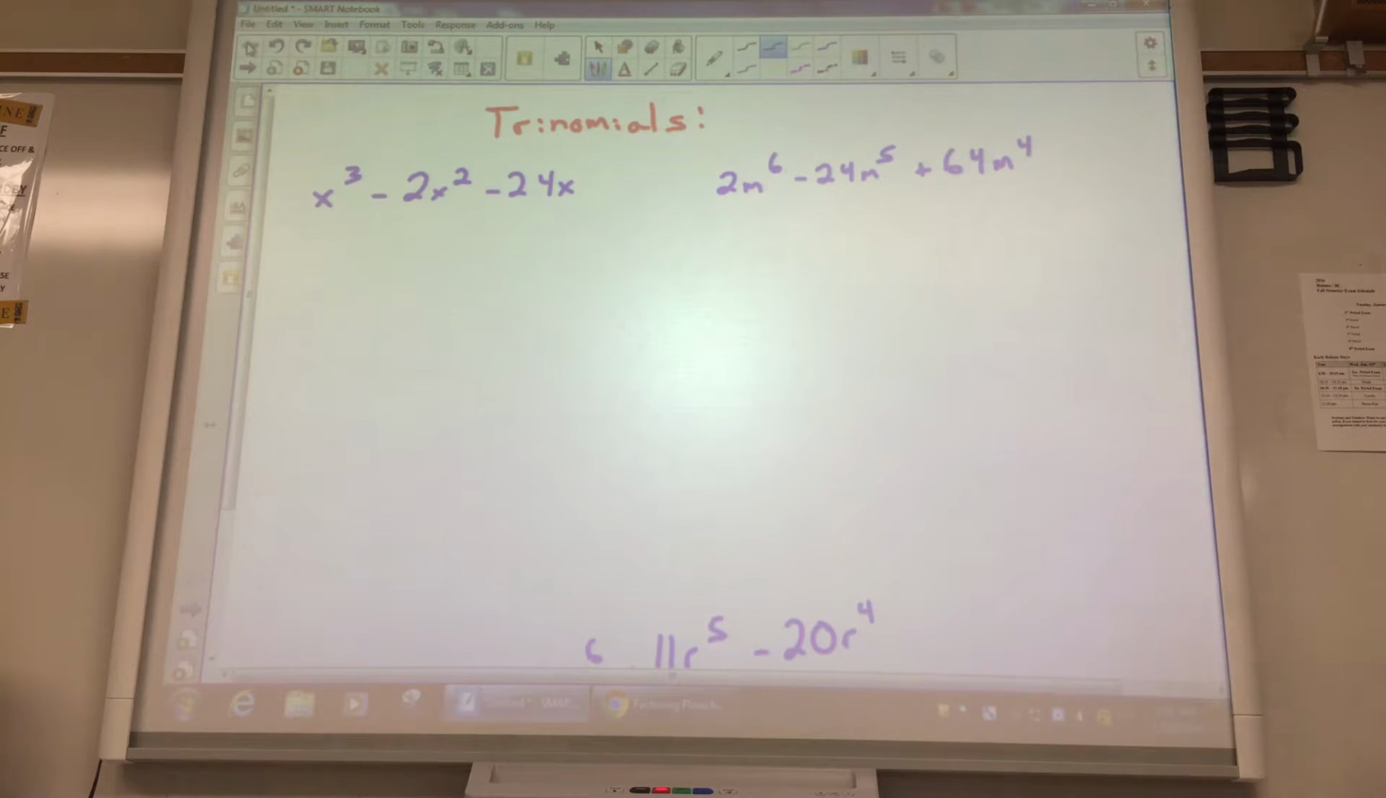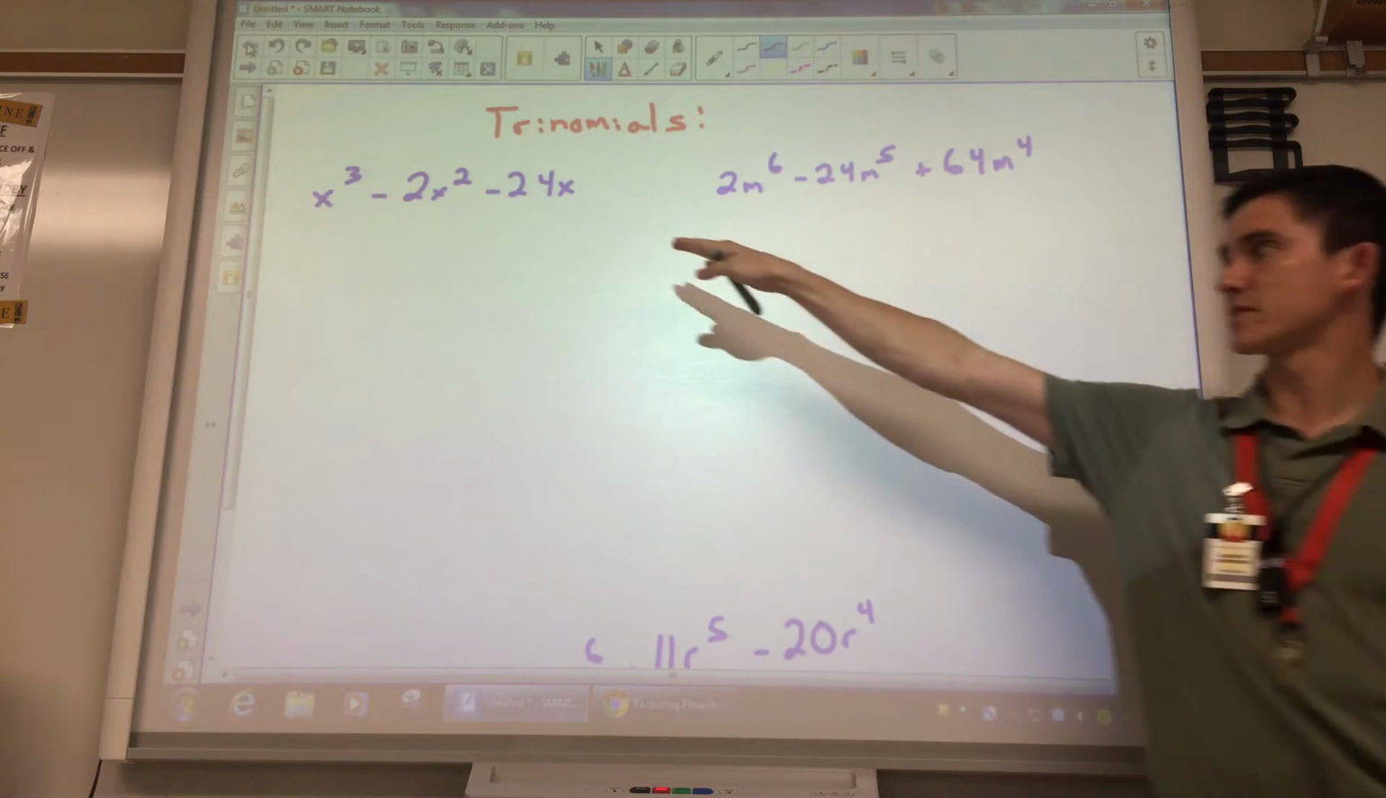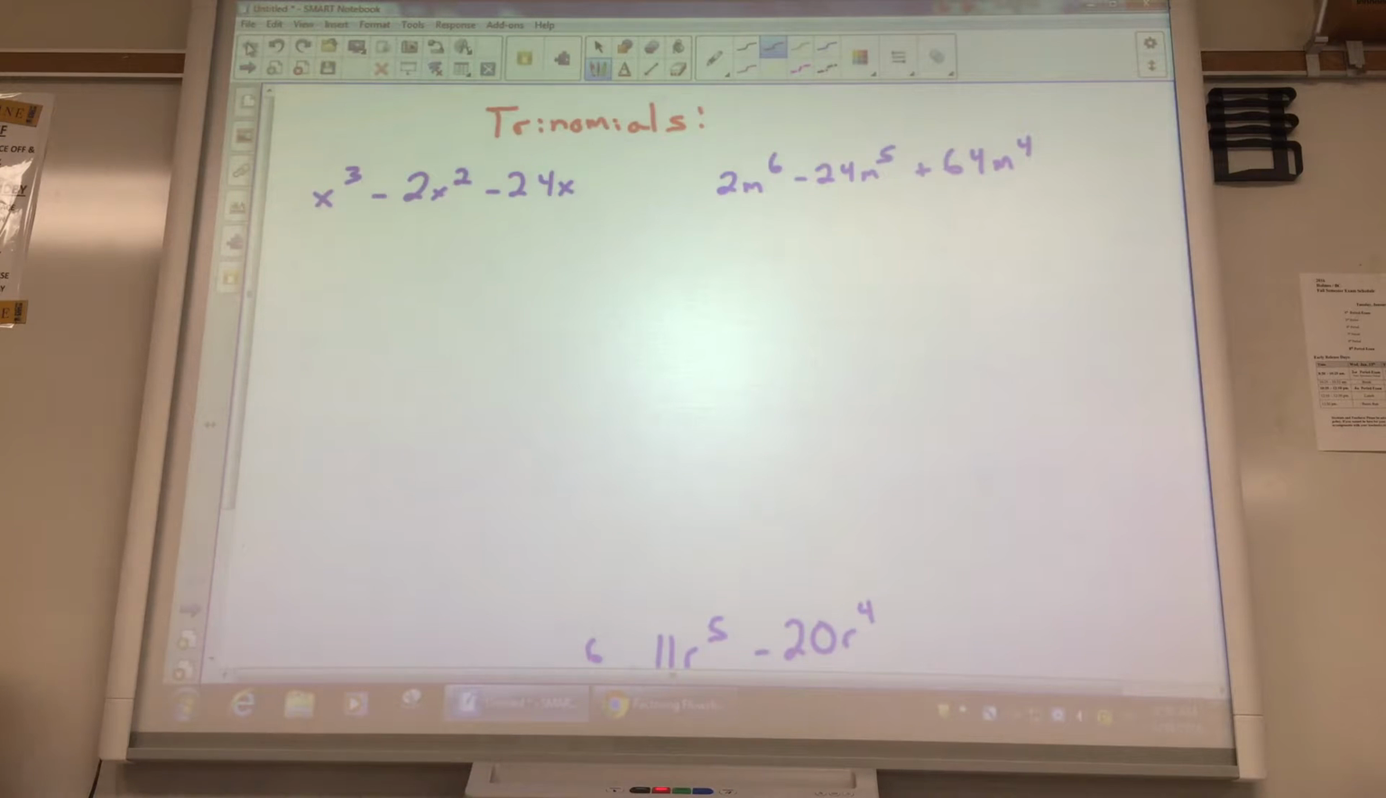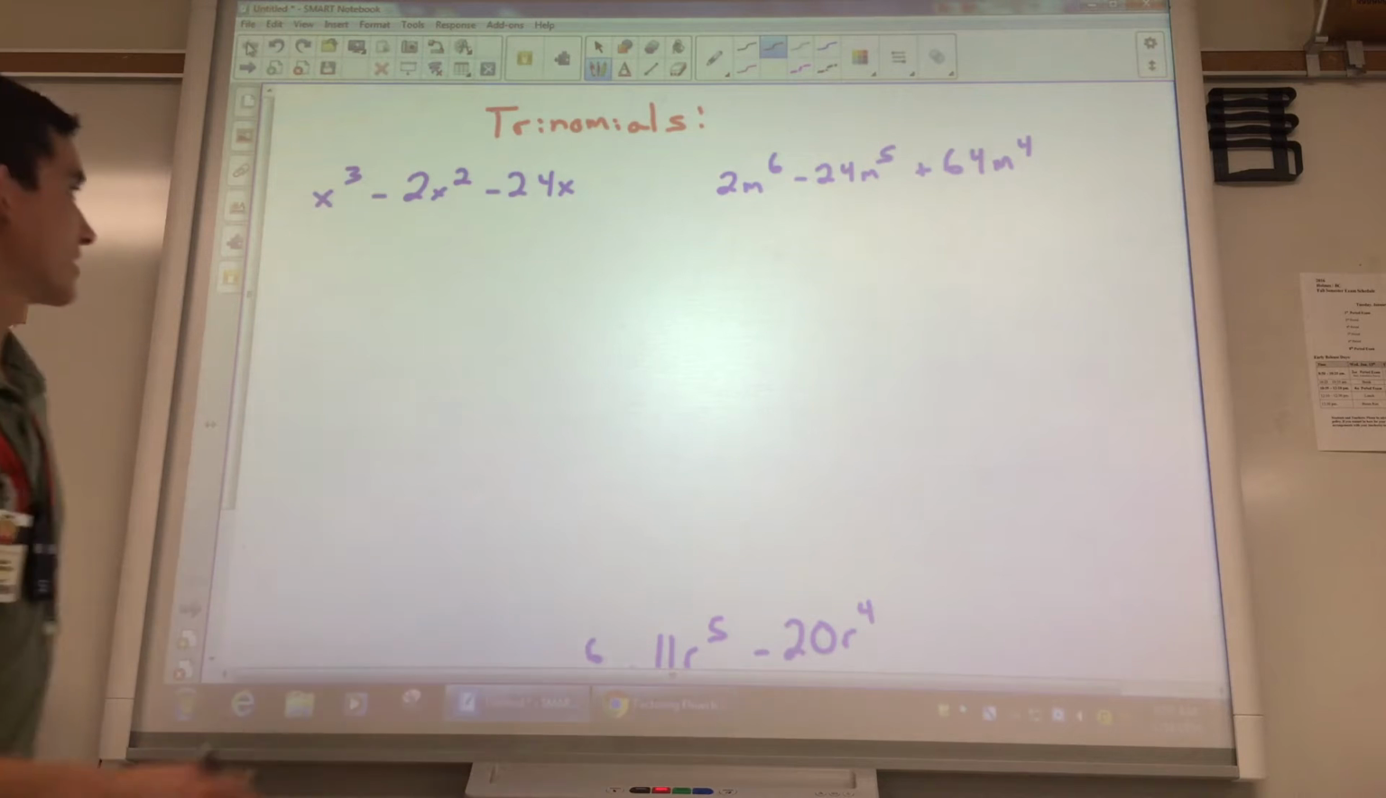So, at the top, does it have a greatest common factor? Let's look at this left side right here. Does that have a greatest common factor? Yeah, what is it? X. And this should look familiar to you guys. I'm not sure how many of these we solved already, but the day I explained this to you, we went through a lot of these, okay? So yeah, it has an X.